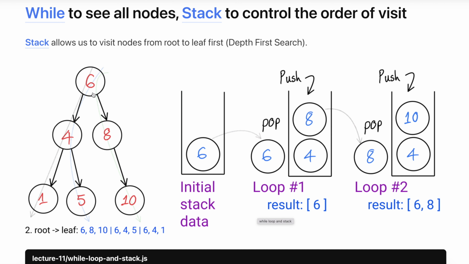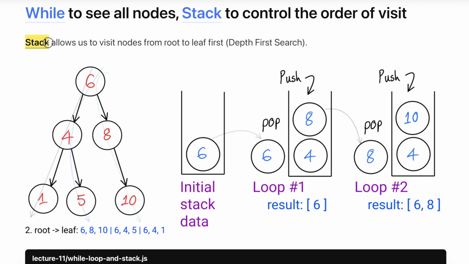When we finish with one root to leaf, we're gonna keep going on with other root to leaf paths until we finish visiting all the nodes. So after 6, 8, 10, it will be 6, 4, 5, and then 6, 4, 1. That is the exact outcome that we want for problem number 2, root to leaf.